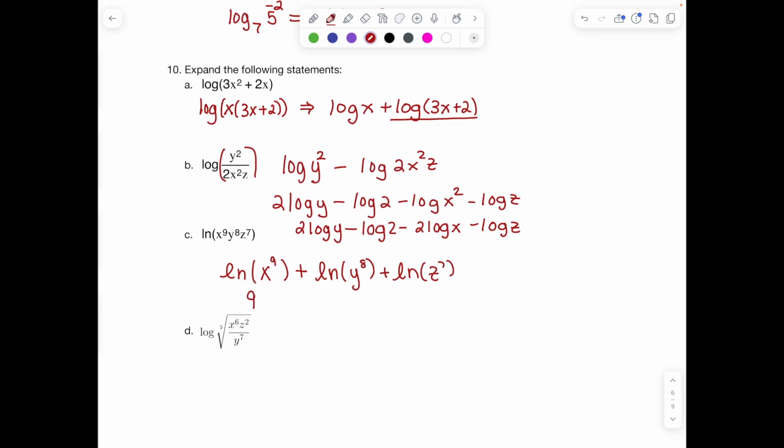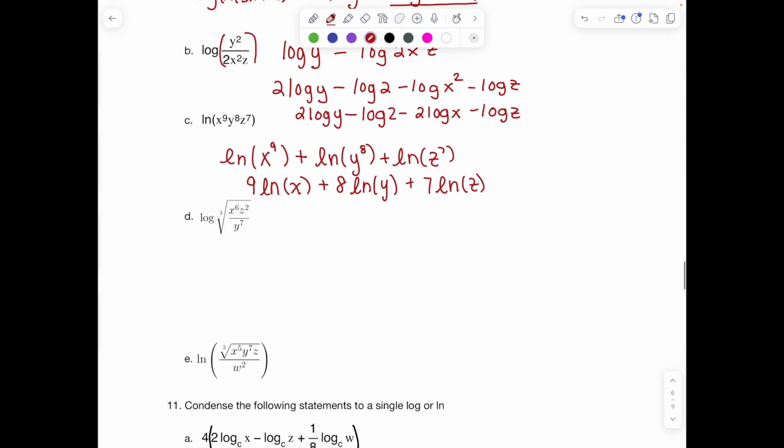Now I bring their powers down, so I get 9 ln of x, 8 ln of y, 7 ln. Okay, so that's going to be the answer for that one.